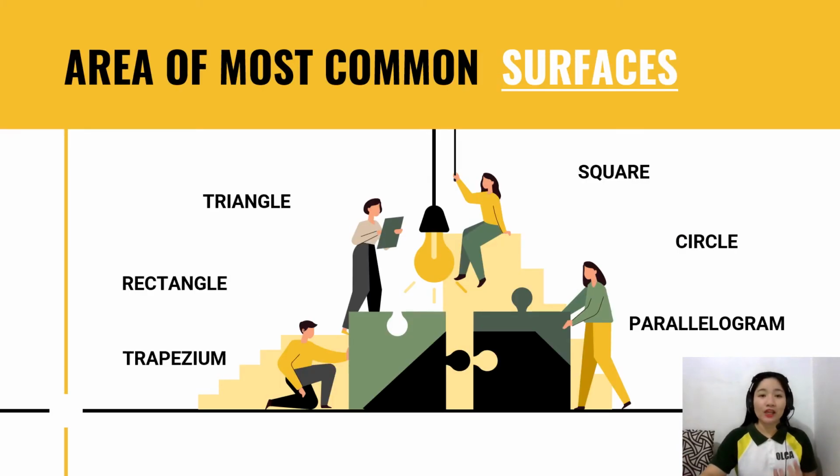Okay? So we have the different areas of the most common surfaces. We have the triangle, rectangle, the trapezium, the square, the circle, and the parallelogram. Class, it is important to be able to measure and calculate surface areas. It might be necessary to calculate, for example, the surface area of the cross-section of a canal or the surface area of a farm.